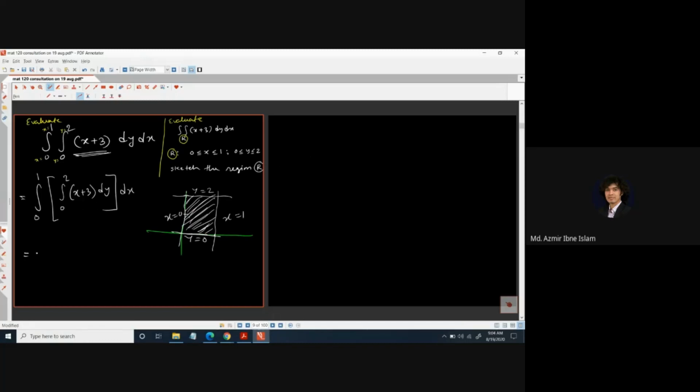So first of all, integration from 0 to 1. Since we are integrating in terms of y, x plus 3 is constant, so x plus 3 can be pulled out. We have 0 to 2 dy, and finally dx. So actually dy with 1. Now we can write integration from 0 to 1, x plus 3. So what will be the integration? Integration of 1 in terms of y is actually y.